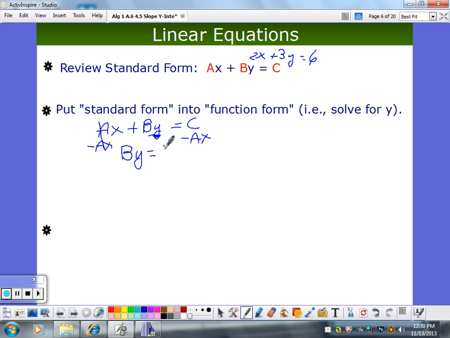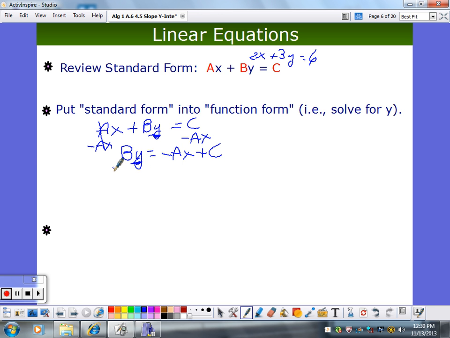equals, now watch what I'm going to do here. Normally you write c minus ax, right? Yeah. Look what I'm going to write. What did I do? I just turned it around. Can I do that? Yeah, sure. That one's negative, that one's positive. Yeah. All right, now this is my y.